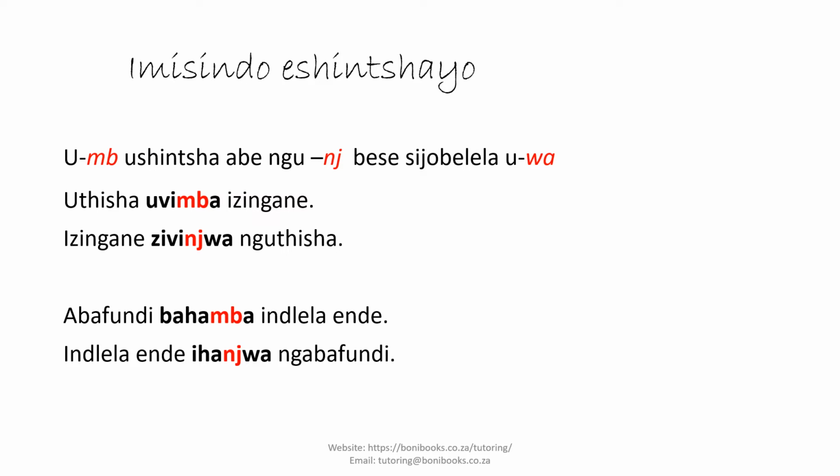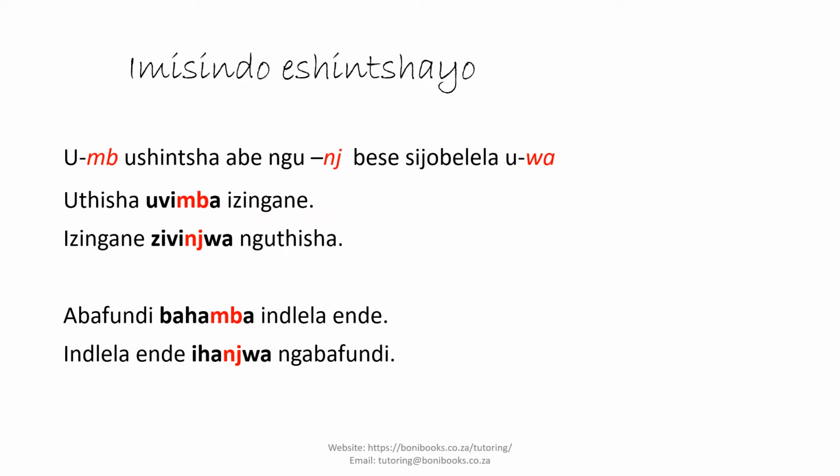Okay, let's continue again. See which sounds esithi ayashintsha, sithi imisindo eshintshayo. So imisindo eshintshayo la, umsindo oqala esinawo umsindo mbo, the sound mbo, it changes, ushintsha ube ungo, it changes to nje, and then after we've changed it to nje, bese sijobelela uwa. Okay, let's look at the examples that I have here for you.